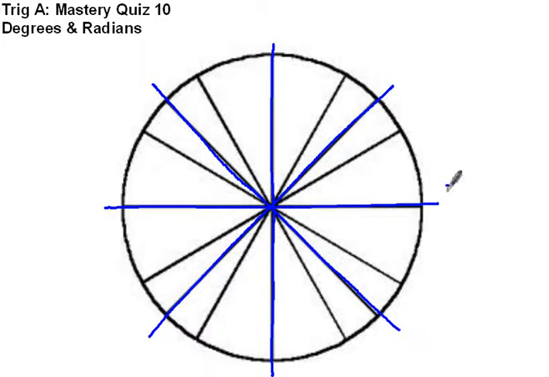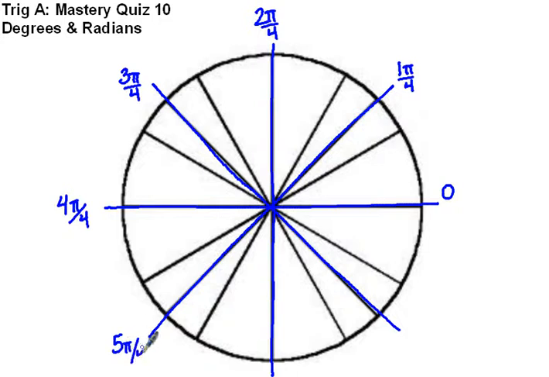So we have 0 fourths, 1 fourth, 2 fourths, 3 fourths, 4 fourths, 5 fourths, 6 fourths, 7 fourths, and 8 fourths. Take a look at that, make sure that makes sense.